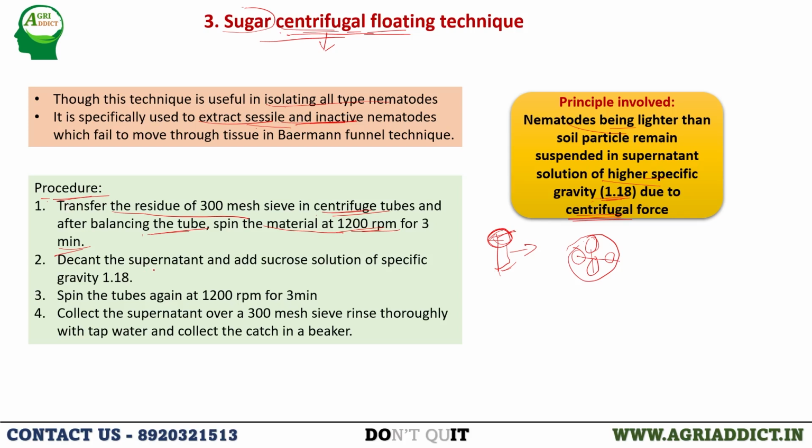After centrifugation, decant the supernatant, and to that you have to add sucrose solution having a specific gravity of 1.18, and again spin the tubes. The same condition holds good, 1200 rpm for 3 minutes, and collect the supernatant over a 300 mesh sieve. Rinse thoroughly with tap water and collect the catch in a beaker.